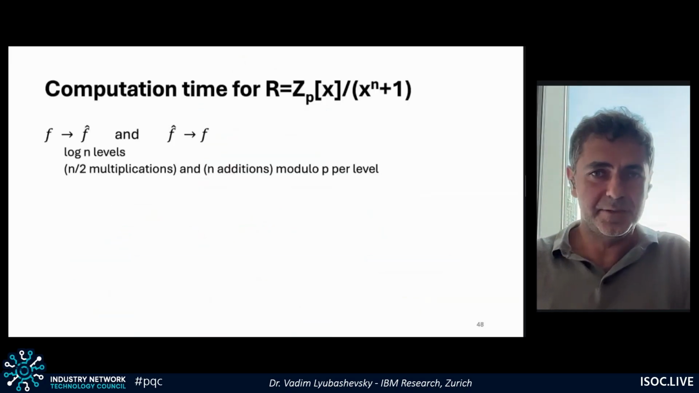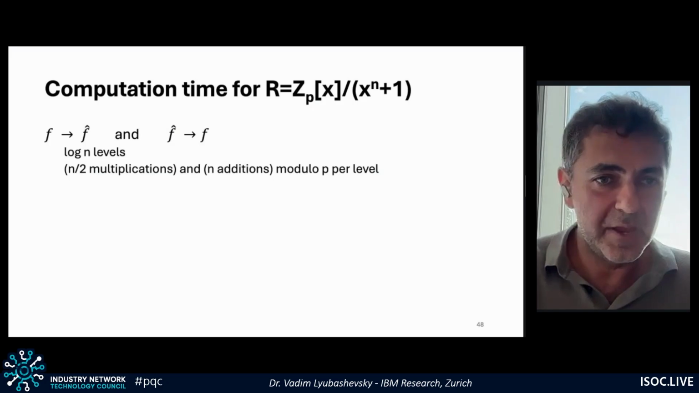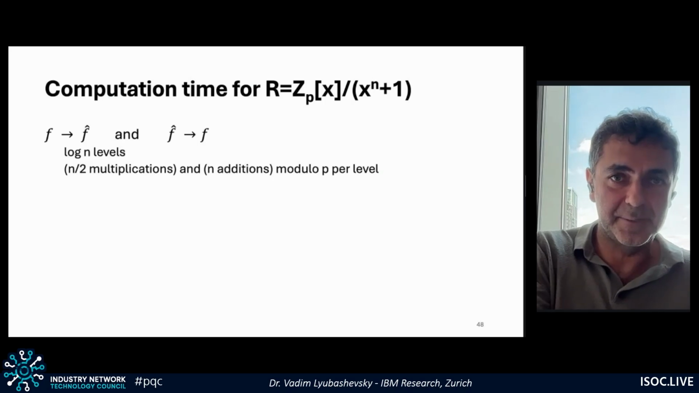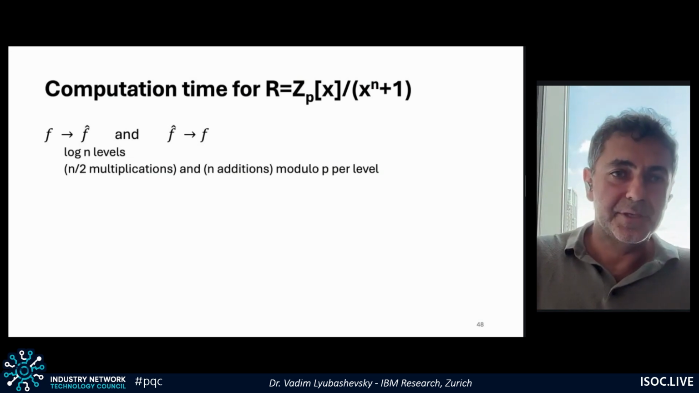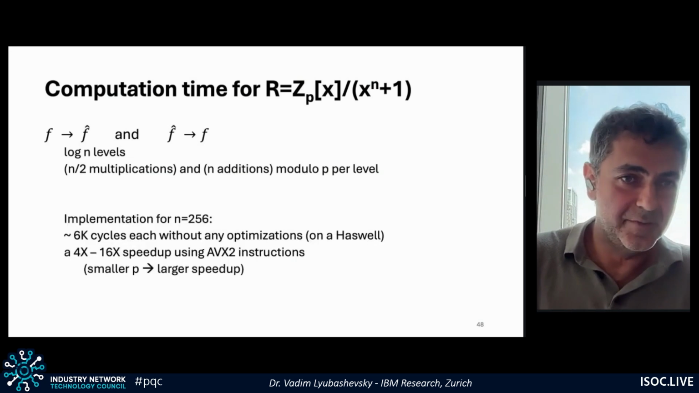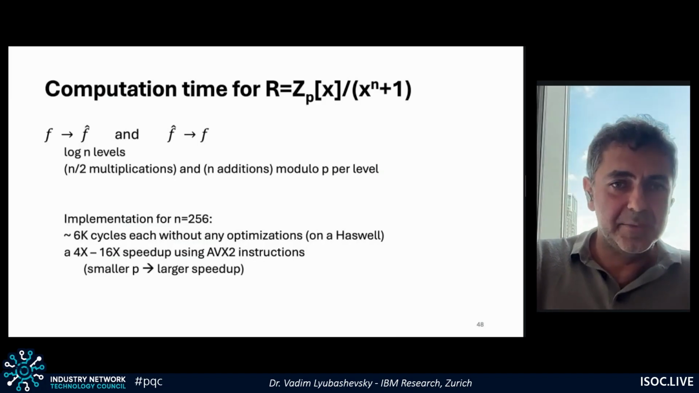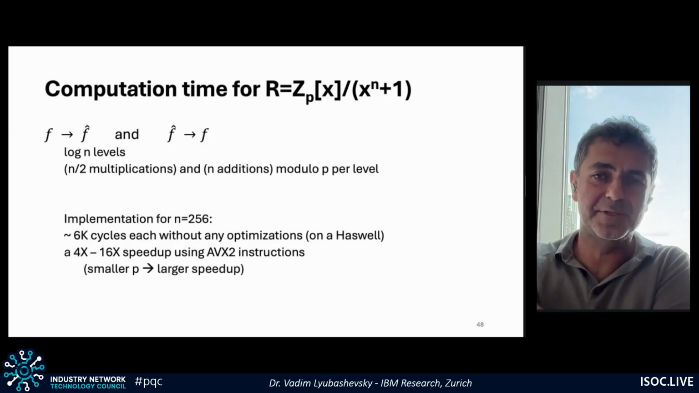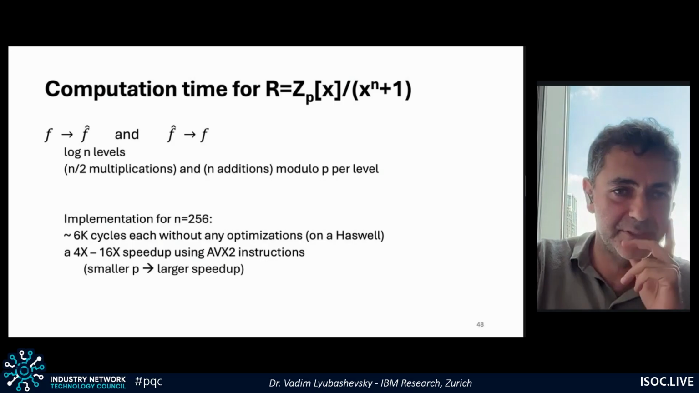So the algorithm is very simple. And the computation time basically is, if you have log n levels, we have n over 2 integer multiplications. This is multiplying by this, when I plugged in x squared equals 4, and then n additions per level. So with log n levels, you have a very efficient n log n algorithm. Implementation for n equals 256, we had basically 6,000 cycles on a Haswell. I used this Haswell because that was the processor that a lot of people evaluated their algorithms on back during the NIST competition.